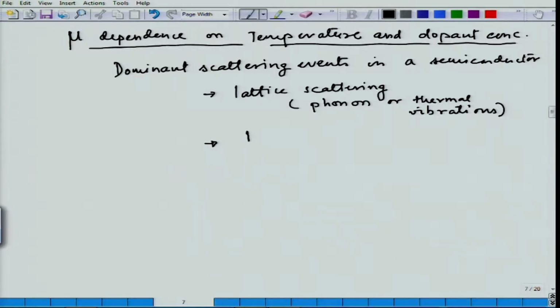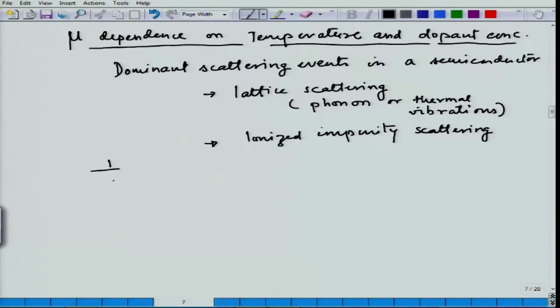The second one, which is dominant, is ionized impurity scattering. This is electrons getting scattered by impurities like dopants, acceptor or donor, where they would collide with these ionized impurities and get scattered. So, it depends on the concentration of the dopants, and this is what results in the overall dependence of mobility on these two terms. There are other scattering events, but we need not go into that many details. These are the two dominant mechanisms for scattering.